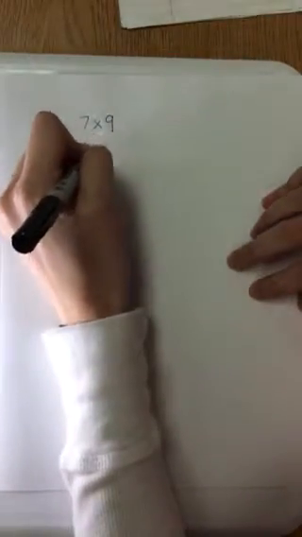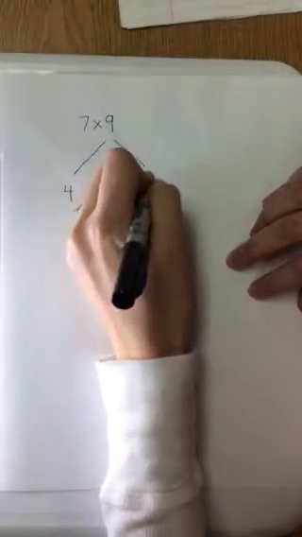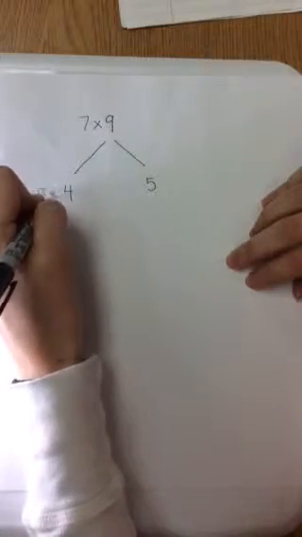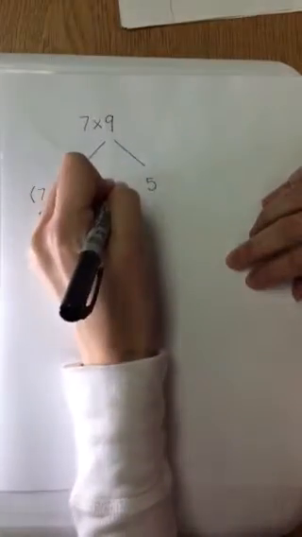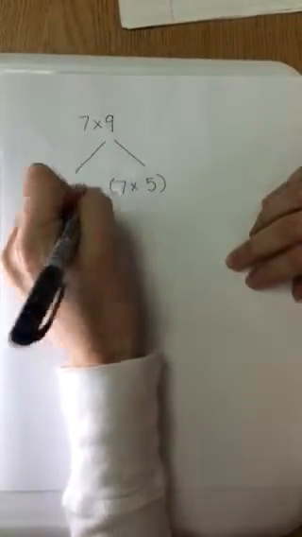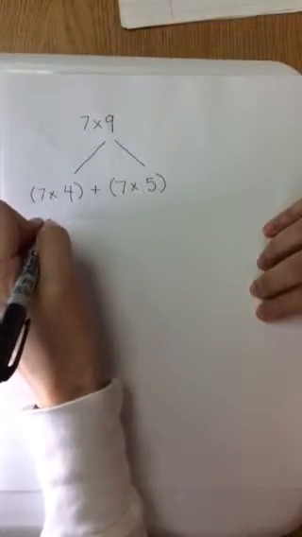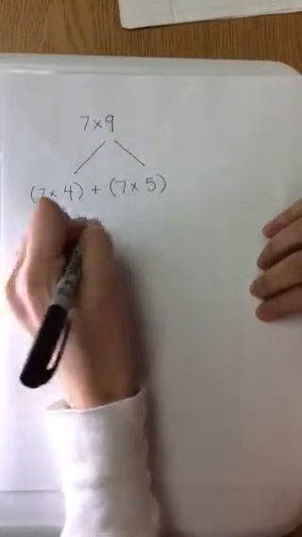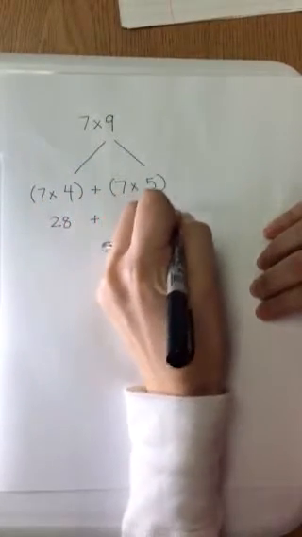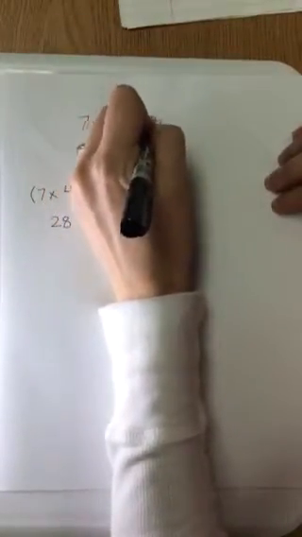If we break apart 9 into two smaller numbers, such as 4 and 5, we can instead multiply the 7 times the 4 and the 7 times the 5 and add those two multiplication problems to get the same answer that we would get for 7 times 9. 7 times 4 is 28, plus 7 times 5, which is 35, which equals 63, the same answer you would get for 7 times 9.